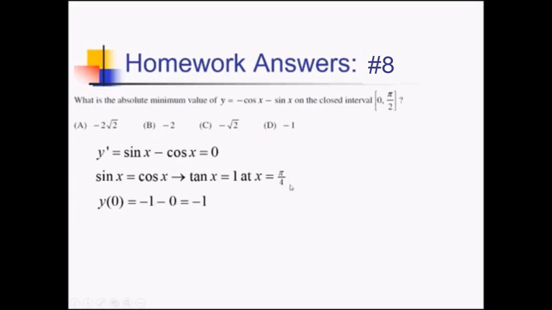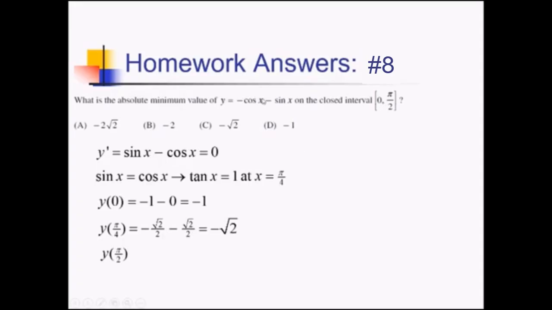Let's plug in pi over 4 now. So this is going to be negative radical 2 over 2 for that first term, minus another radical 2 over 2. So that's going to be minus 2 radical 2 over 2, or just minus radical 2 when the dust settles. And this is actually a little bit more negative than negative 1, because this is more negative than the negative square root of 1.